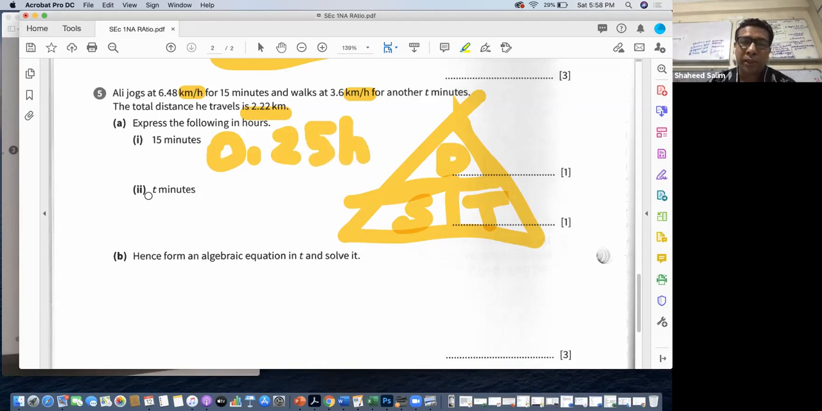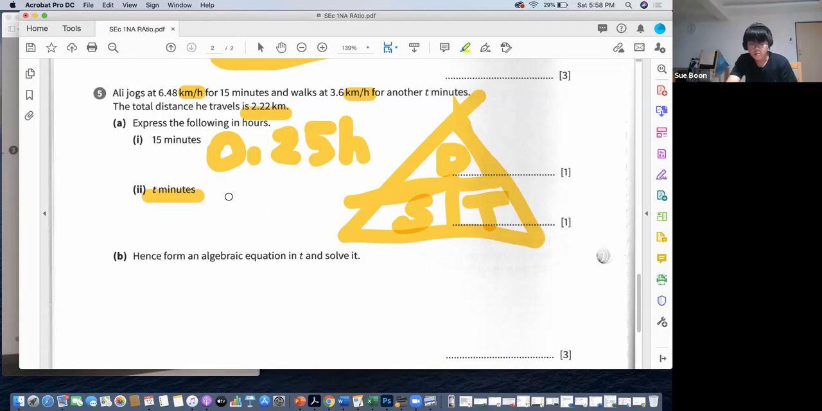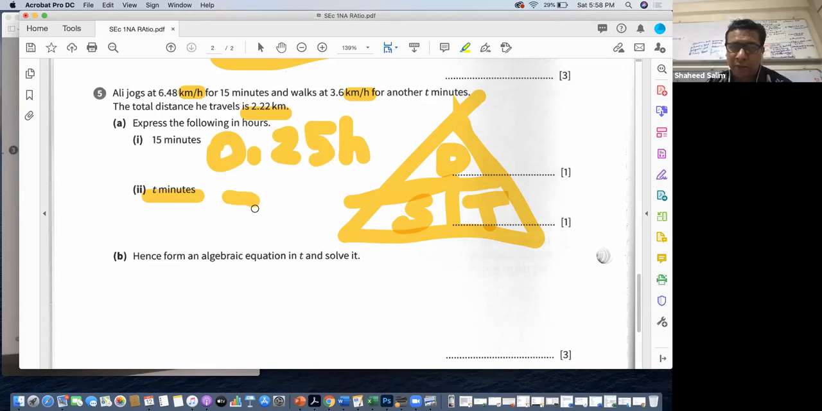Okay. Then what about T minutes now? Same thing. What do you do down here? Divide by 60, correct? Do the same thing here. T minutes equals to how many hours? You can do it as a fraction. T over 60. So you just do like this, T over 60 hours, because they just ask you to express it in hours.